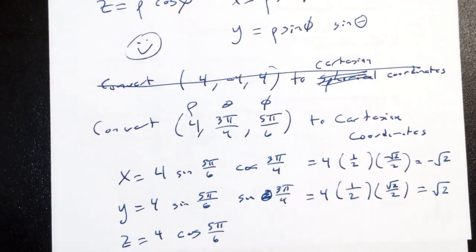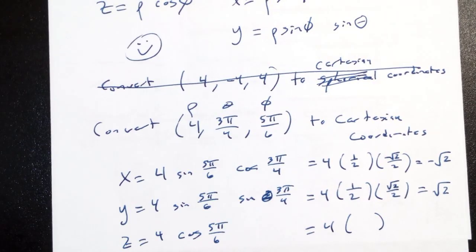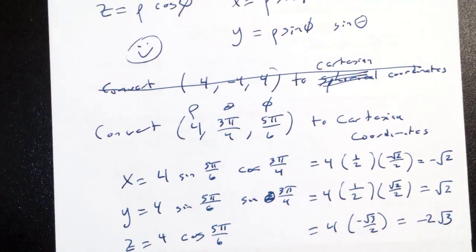X is negative, Y is positive. What's Z? Z is 4 times the cosine of 5 pi over 6. Pi over 6. The negative version, so that's negative root 3 over 2. Lo and behold, X is negative, Y is positive, Z is negative, exactly like we thought it was going to be. X is negative, Y is positive, Z is negative.